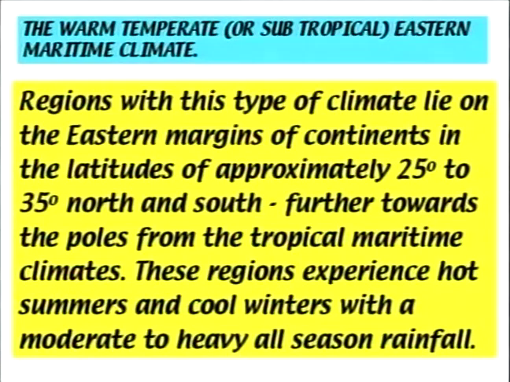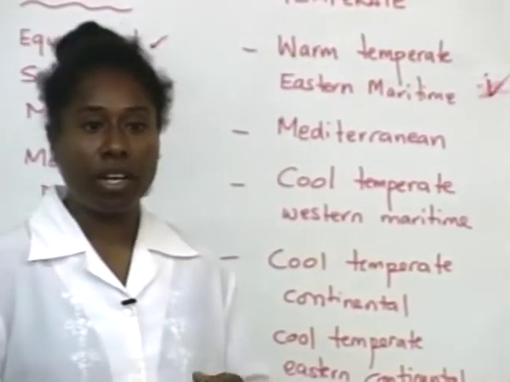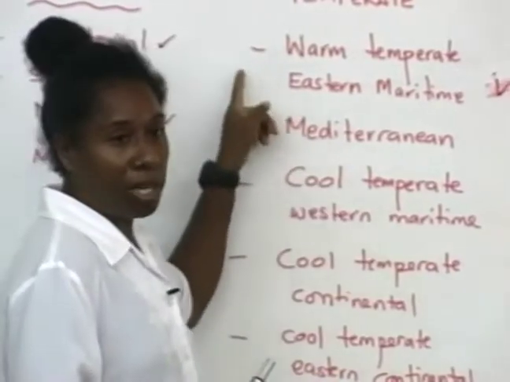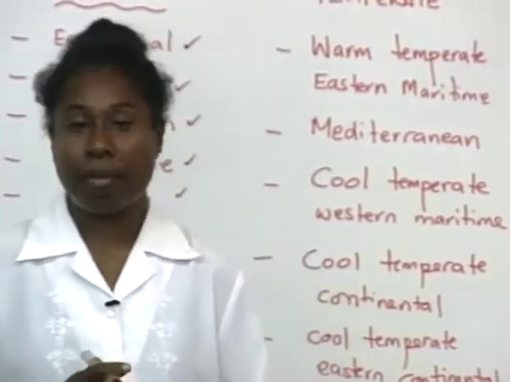Let's look at the first example of the temperate climates, and this is the warm temperate or the subtropical eastern maritime climate. So we're looking at this climate now. Let's look at the location and also the characteristics for this particular climate: the warm temperate eastern maritime climate.